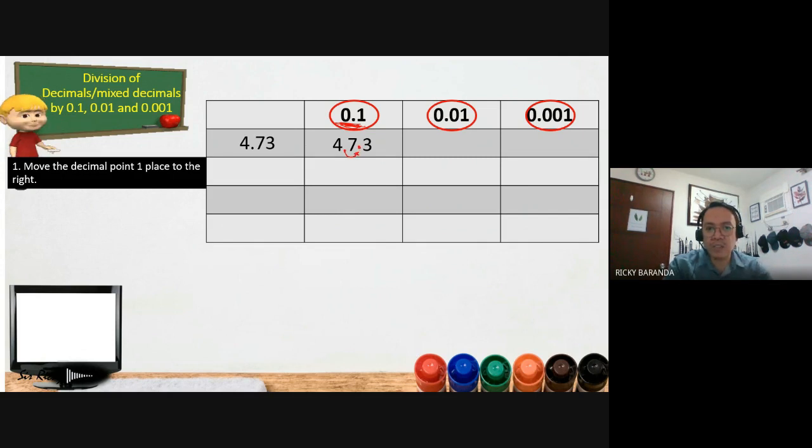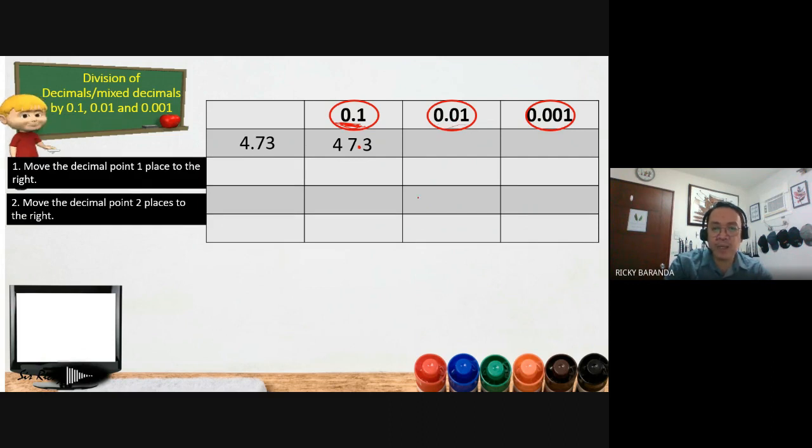So kung ito ay 4.73, kung nandito yung decimal point niya, move lang natin siya papunta doon. So magiging sagot niya ay 47.3. So dito naman, kay hundreds, dahil dalawa, 2 places to the right. So from here, 1, 2. Mapupunta dito yung decimal point. So magiging siyang whole number na. Move natin. Erase natin to. Okay, so magiging ganyan na. 47. So pwede nang tanggalan yung decimal point.